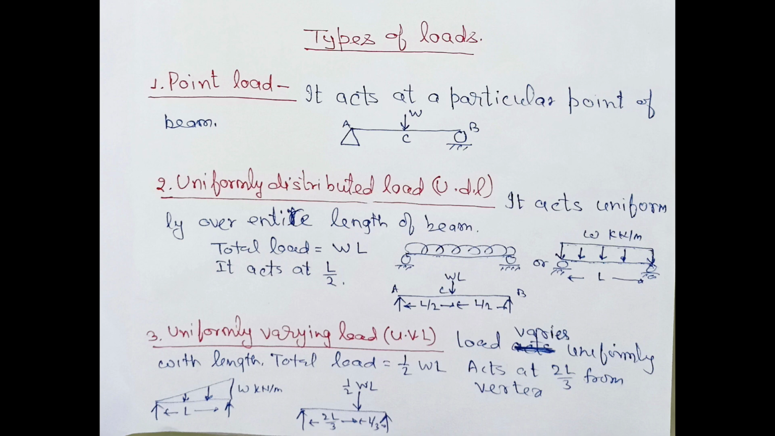So when we draw the free body diagram of UVL, we take total load equal to 1 by 2 W into L, and this load will act at 2/3 of length from the vertex. You can see the vertex is at point A, so this load will act at 2L by 3 from point A and L by 3 from point B. So these are the various types of loads.